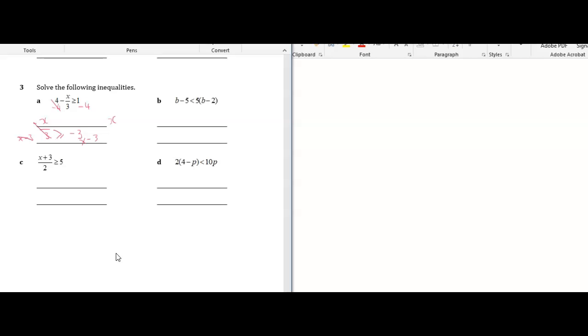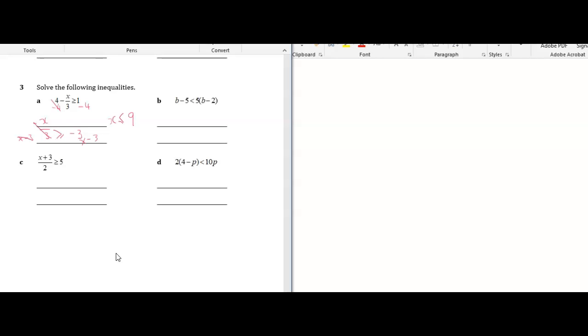Now this inequality sign, as I said before, changes direction because we were dividing by a negative 3. Oh, sorry, multiplying by a negative 3. So we've got x is less than or equal to negative 3 times negative 3, which is 9.